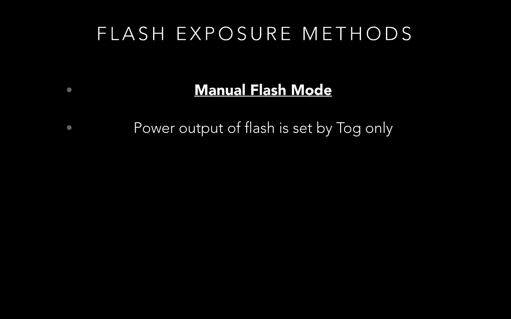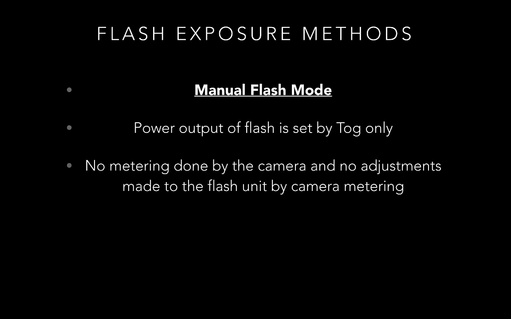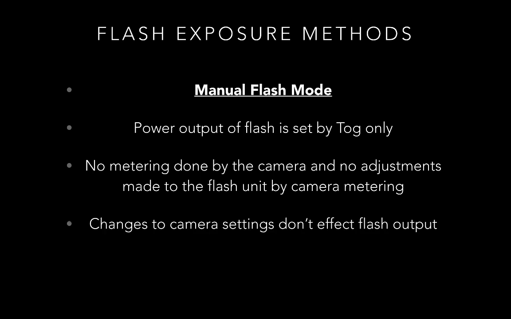You could set your power to quarter power, an eighth power, a 16th of a power. Whatever it is, it is. No metering is done by the camera. No adjustments are made to the flash unit by the camera's metering. It's simply manual. Changes to the camera settings don't affect flash output. If you change the ISO on your camera, if you change the aperture on your camera, it simply has no effect on the power output of your flash.